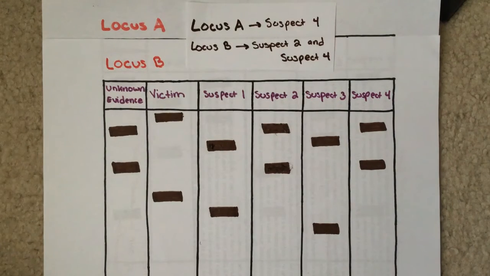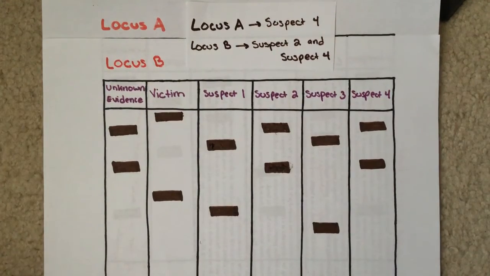From locus A, we found that the only potential suspect was suspect 4. And from locus B, we found that suspect 2 and suspect 4 were potential suspects. So because suspect 2 is excluded from locus A, we can conclude that suspect 4 is the main perpetrator.